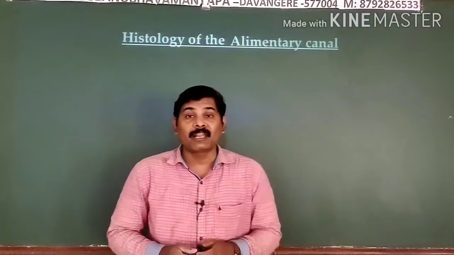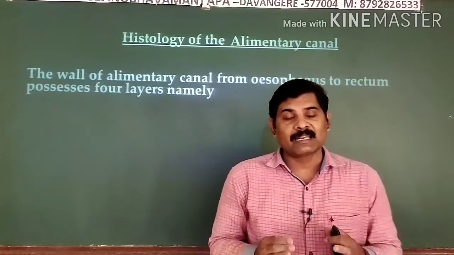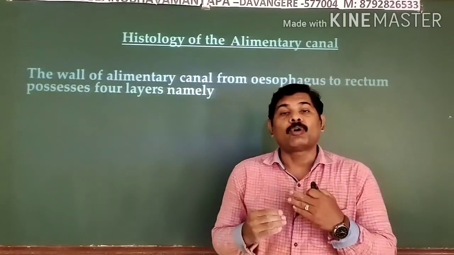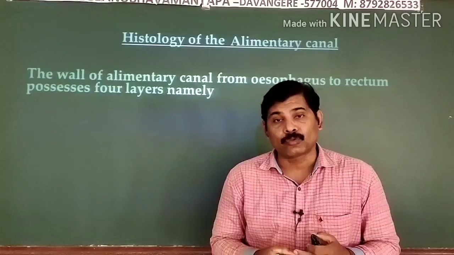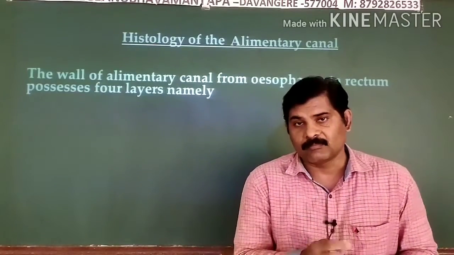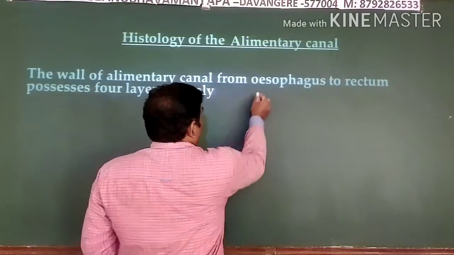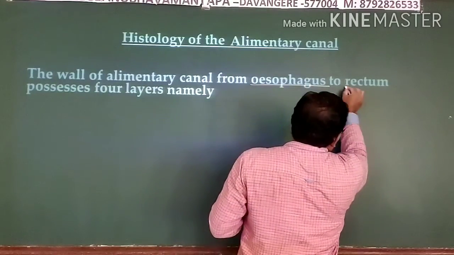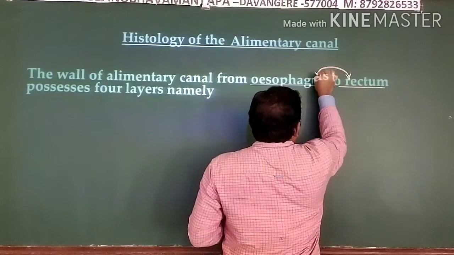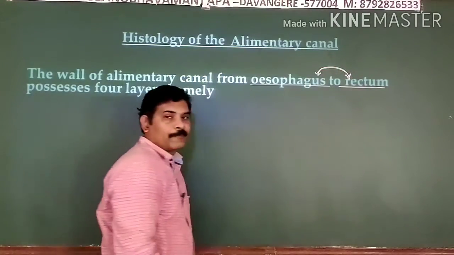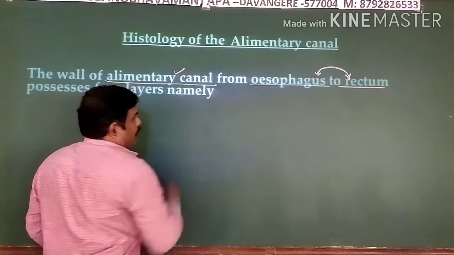Then what does the alimentary canal mean? The alimentary canal is a long tube that extends between your mouth and the anus. So right from the beginning of the esophagus till the rectum, that entire tube is known as the alimentary canal. Whatever tube is present between these two, you can consider as our alimentary canal.